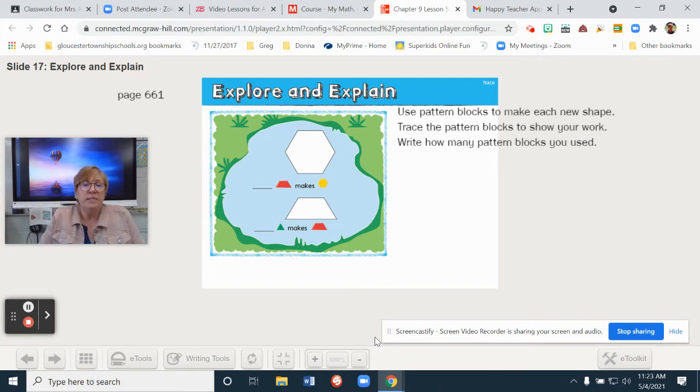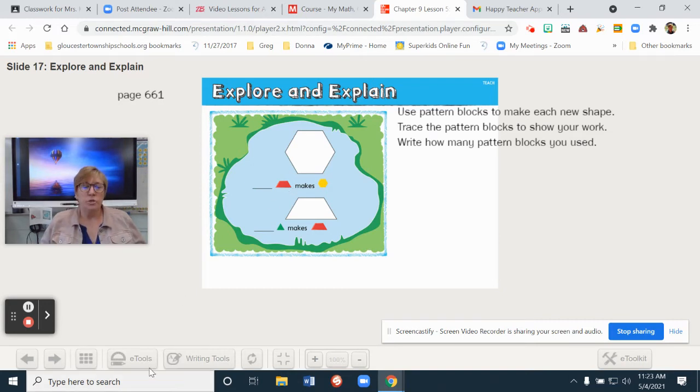Okay, for this page, they would like us to use our pattern blocks to make each new shape. Then you're going to trace the pattern blocks to show your work. Write how many pattern blocks you used. Okay, so they are showing a trapezoid.